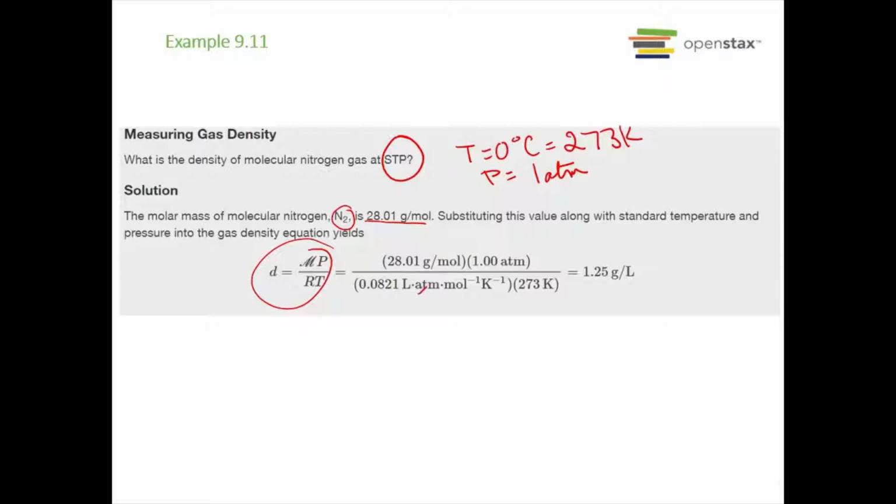And we see atms cancel from the R, moles cancel, kelvins cancel, and we are left with grams over liters. And that is a density, that is a mass per volume. And gases generally are given density as grams per liter because of how light they are. So we're used to densities of liquids and solids being grams per cubic centimeter or grams per milliliter, but gases are just so much lighter that it's a lot easier to do them in terms of grams per liter.